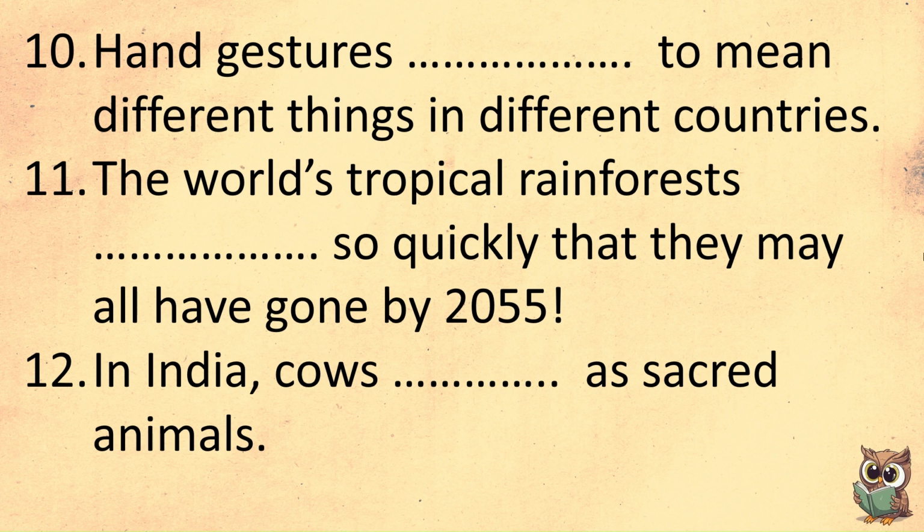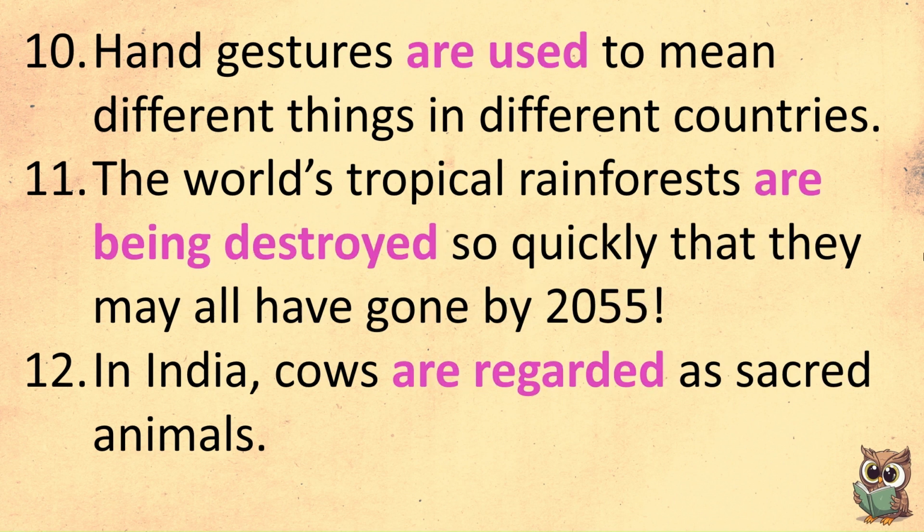Next sentences. We've got three more sentences here. Hand gestures are used to mean different things in different countries. The world's tropical rainforests are being destroyed so quickly that they may all have gone by 2055. In India, cows are regarded as sacred animals.